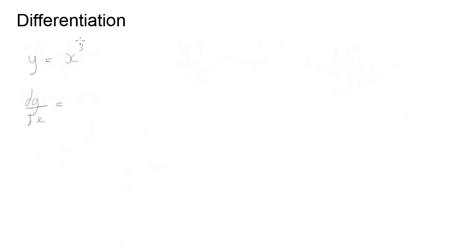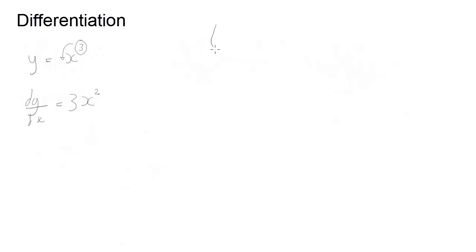Well, we take our power of the x, so in this case 3, and we bring it down to the front here. So we have a big 3. Now our x is still there, and we take our power and we subtract 1 from it. So 3 take away 1 is 2. And that's it. Done. You've differentiated y equals x cubed.